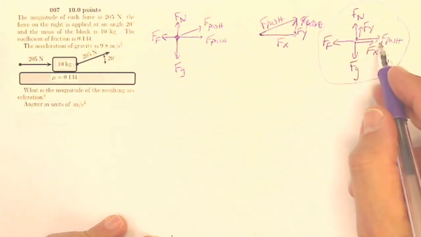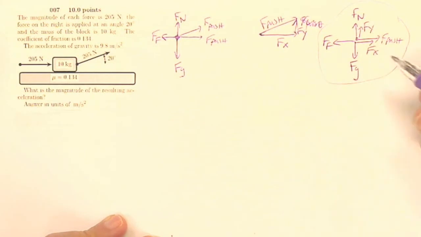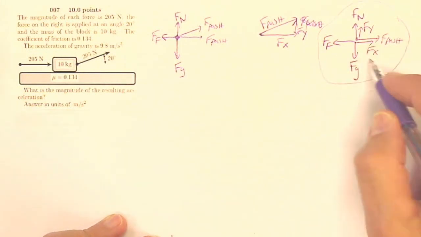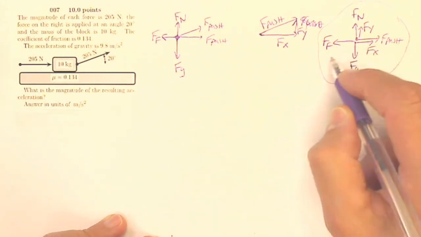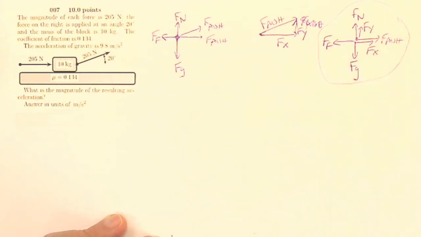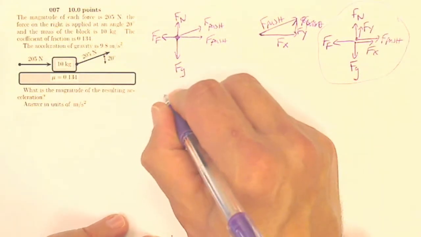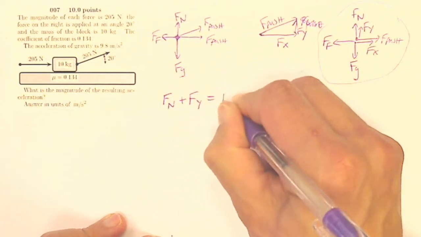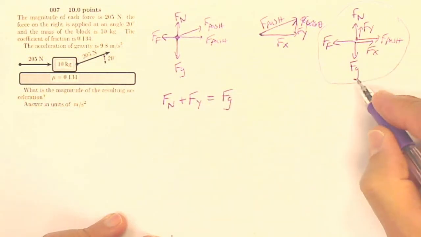So now I can apply my equilibrium for up and down because I know that my normal force and my y must equal my gravity. And then left and right I'm going to have a net force. These two to the right minus the friction to the left will be the net force accelerating the box. So up and down are going to be equal because this box is not going to fly in the air and it's not going to sink into the table. So I know that my normal force plus my y force is going to equal my gravity force.